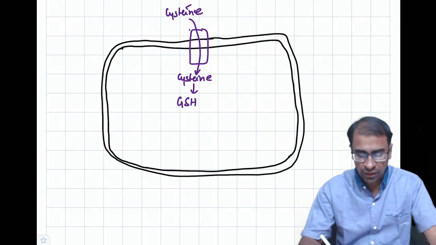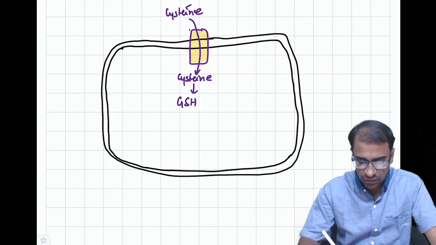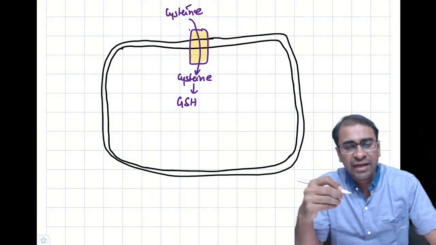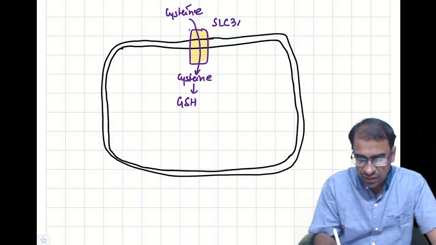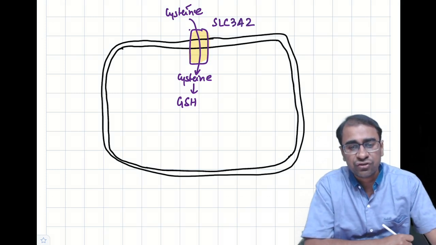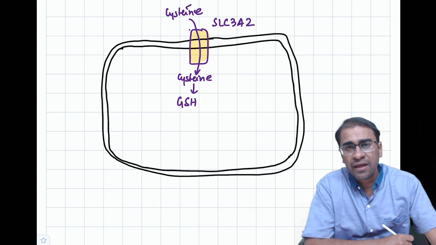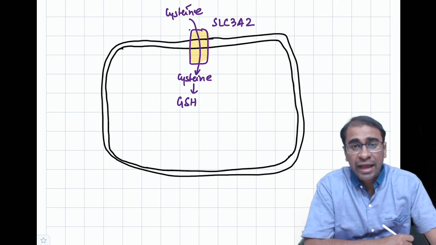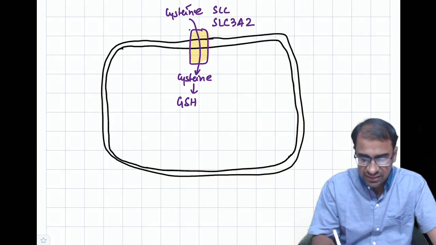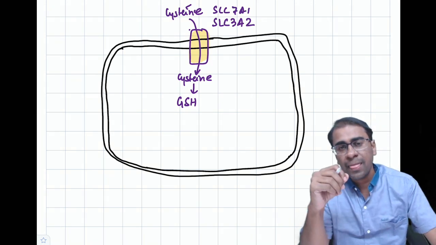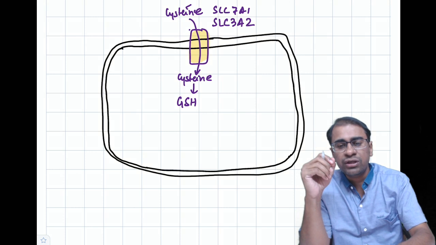Now this transporter is often called the SLC3A2, and this also has one more, SLC7A1. Now what happens because of this unique mechanism?